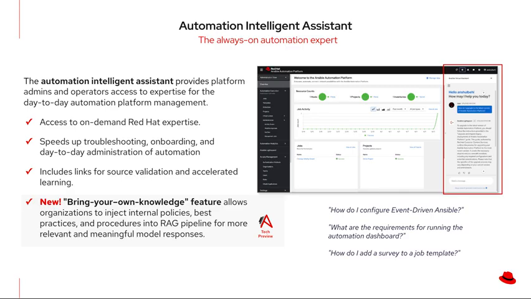Now, after we released these features, a lot of customers asked if they could use their own documentation and policies in addition to Red Hat's, and that is exactly what we've delivered. You can now inject your own procedures and standards into that RAG pipeline for even more relevant responses and recommendations when troubleshooting your automation.